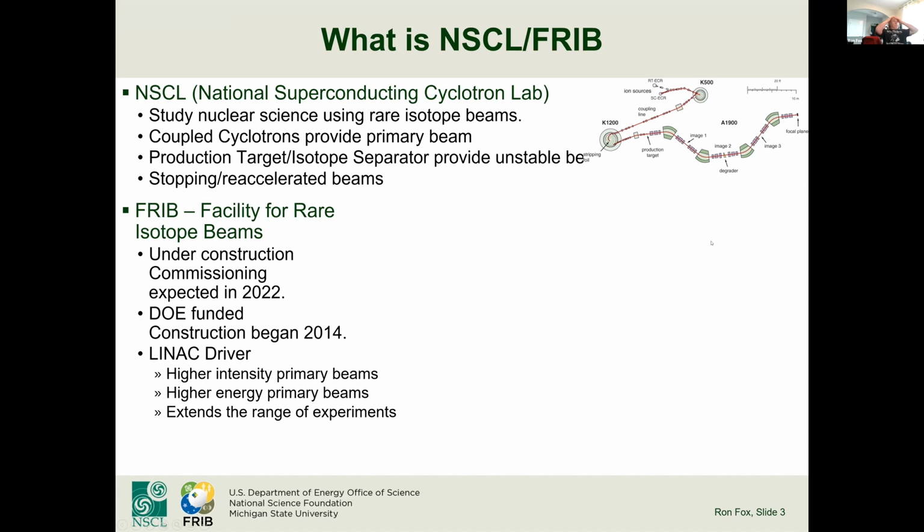Since 2014, the Department of Energy gave us a grant to build a thing called the Facility for Rare Isotope Beams. That should come up in 2022. These two cyclotrons get replaced by a linear accelerator. That should give us higher intensity primary beams and higher energy primary beams, extending the range of experiments.